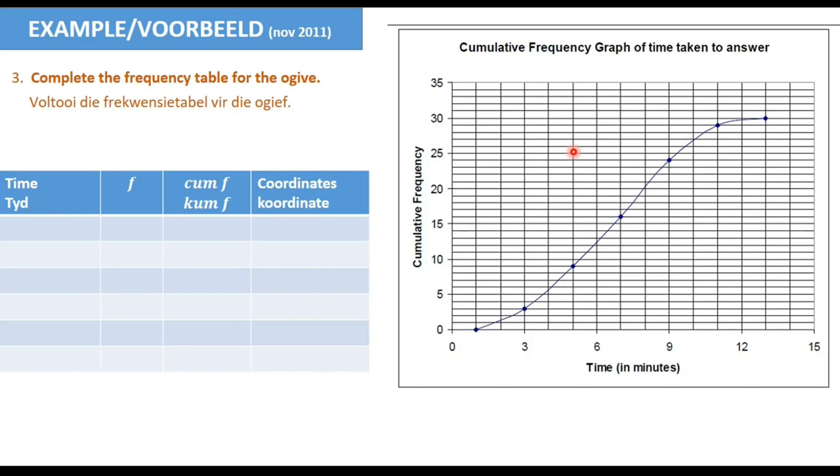So the ogive is given. And it says complete the frequency table. So we will have to put in all these things. That means we will have to get all these groups over here, get the frequencies over here, the cumulative frequencies, you know, the growing frequencies, and then the coordinates. Where would one start now? Where would one start? Hmm.